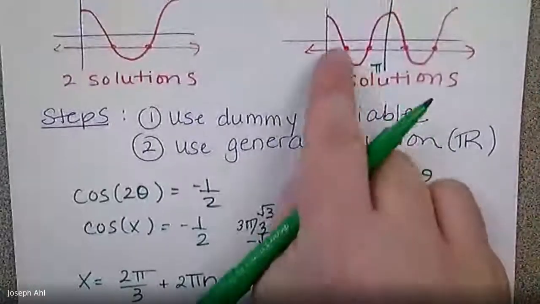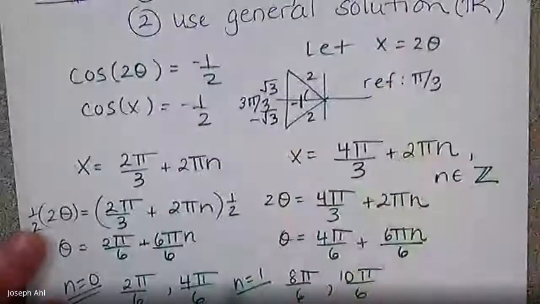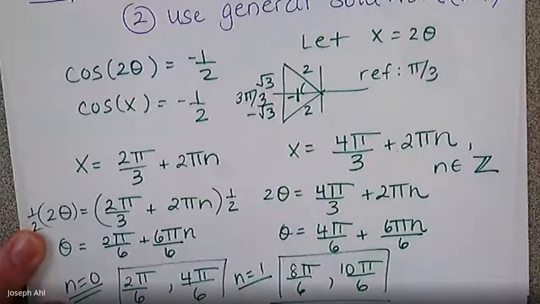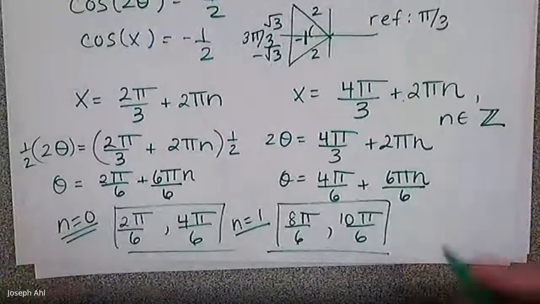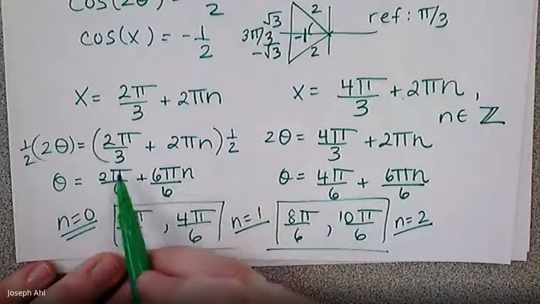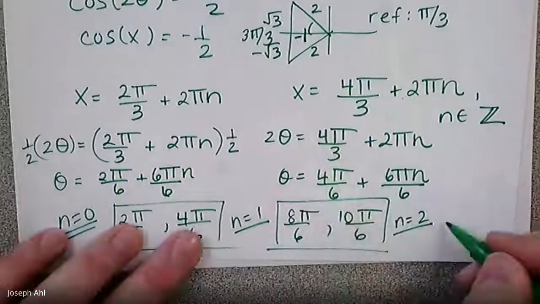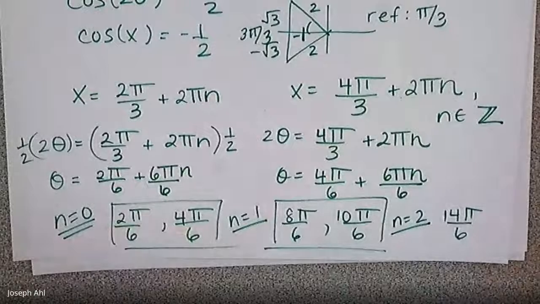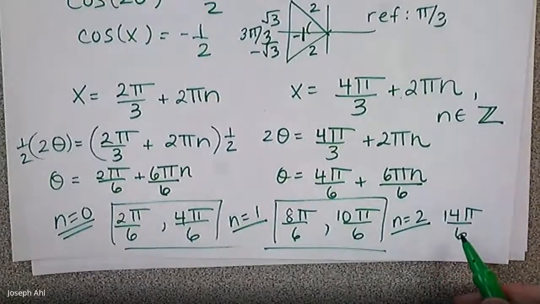Well, if we were paying attention, we know that there's only 4 solutions. So these 4 answers right here are the only answers to this equation. But let me show you what happens when n equals 2. If you plug in 2 for n right here, you get 2 pi plus 12 pi, which is 14 pi over 6. And how do I know that's too big? Well, 14 over 6 is a number that's bigger than 2 pi.